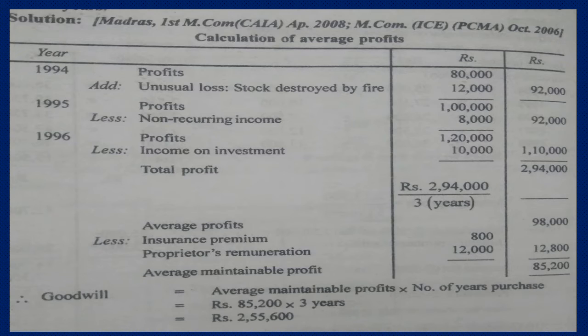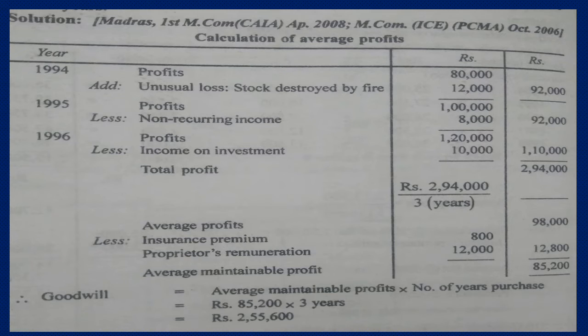Now from this average profit, the future expenditure which is to be shown in the future, and which is not adjusted in the profit given above, will be eliminated. So after the average, you subtract the insurance premium and the proprietor's remuneration, which is not shown in the above profits. Both together are 12,800. So 98,000 minus 12,800 gives you 85,200. That is your average maintainable profit in the future.